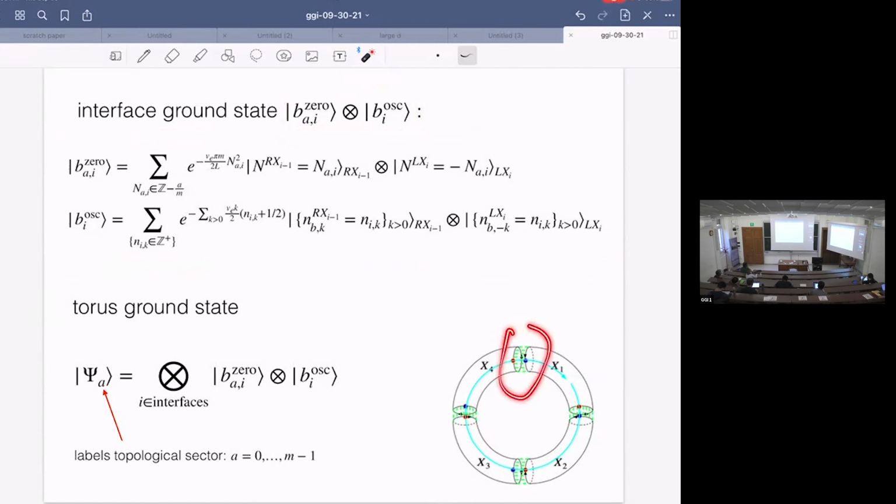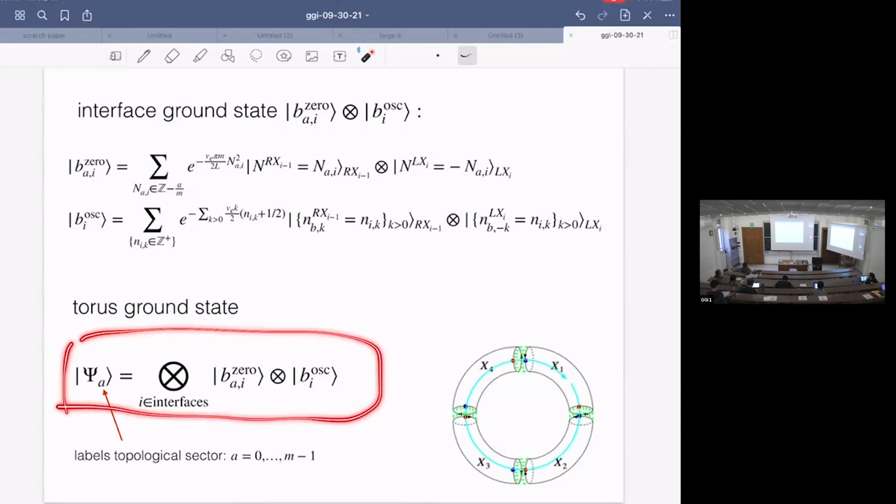So maybe the interface between cylinder 4 and cylinder 1. But from this interface ground state, we obtain the torus ground state. The torus decomposed into some number of cylinders, here it's 4 cylinders, by simply tensor producting these cylinder states together. Okay, so there are various details which I skipped over, but the rough point of this is that we can calculate exactly in the harmonic approximation the ground state, and in particular decompose the torus state in terms of cylinder states.